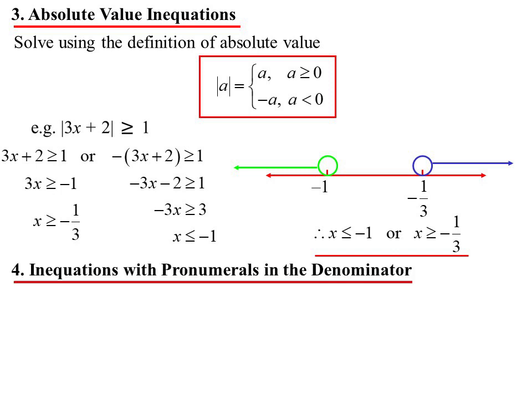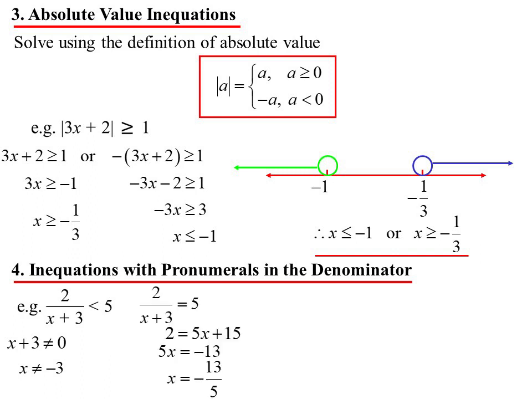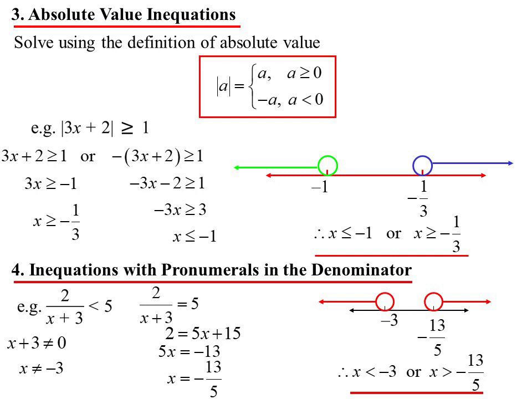Pronumerals in the denominator. This sort of one. Draw out your critical points. Bottom of the fraction can't equal 0. That creates a critical point. I get x equals negative 3. Solve it like it's an equation, not an inequation. I get x equals negative 13 on 5. Draws out the two critical points. I can now test, and actually it's the same one as we did yesterday, isn't it? But just using a different method. We end up on the outside of the 2 points for this one.